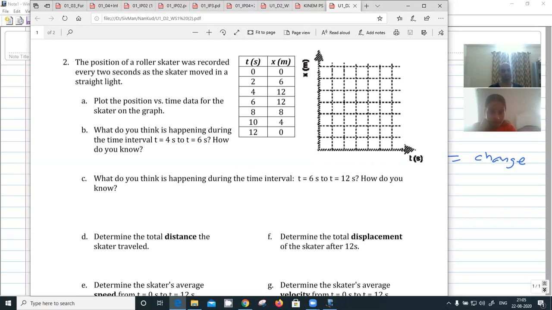So how do you think we calculate? The B part is trivial, right? Because it is at rest from four to six seconds. Same position. It is at rest because the position is not changing.